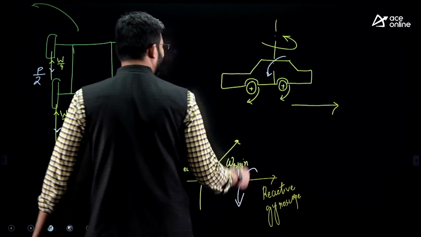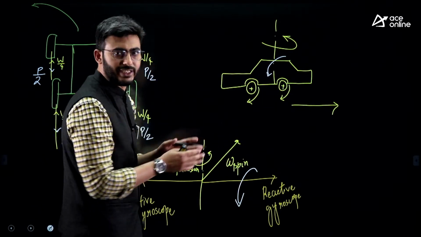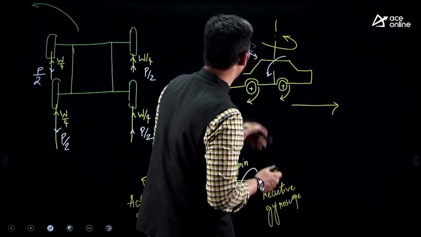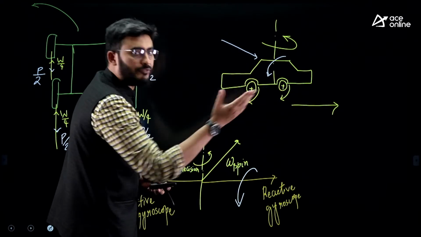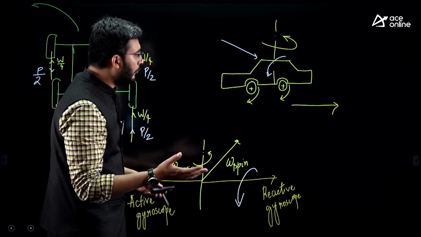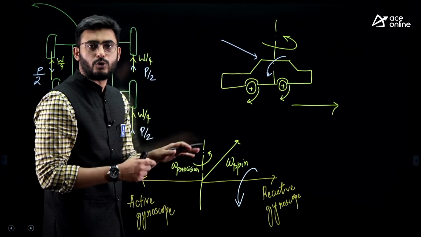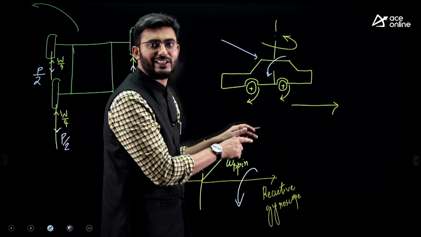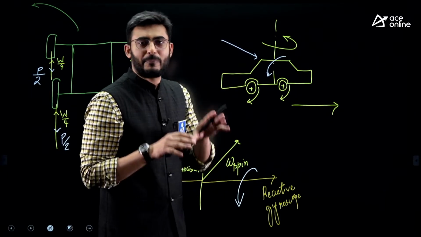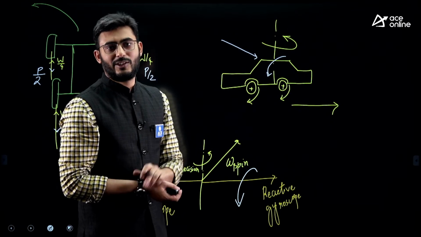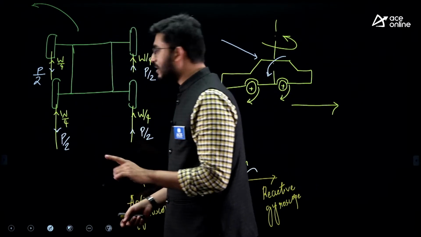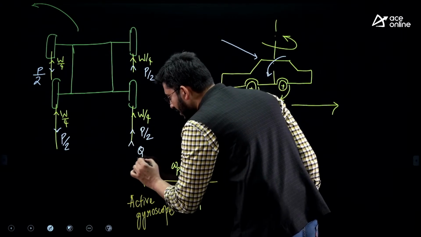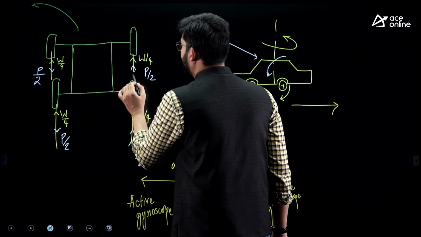Similarly, when it is taking the left turn on the curved path, the centrifugal force will try to throw this vehicle out of the path. When the centrifugal force is throwing this vehicle out of the path, you can see the inner wheels are still getting lifted and the outer wheels are pressed against the ground. More reaction on the outer wheels, Q by 2 and Q by 2.